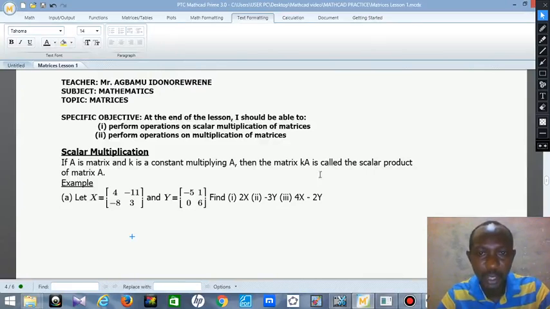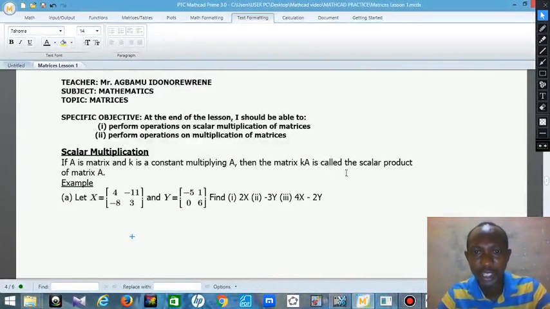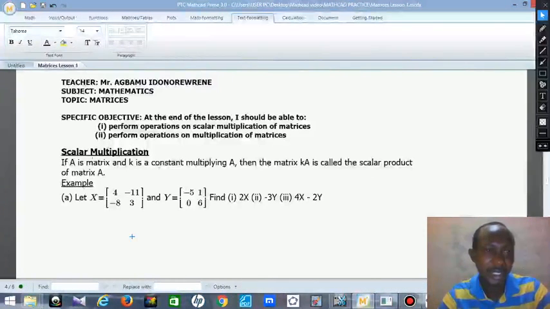When two numbers multiply each other in mathematics, we say they give a product. So A times B, we say the product of A times B. That's why we call KA the scalar product of the matrix A. The constant is the scalar, while the matrix is the second number.